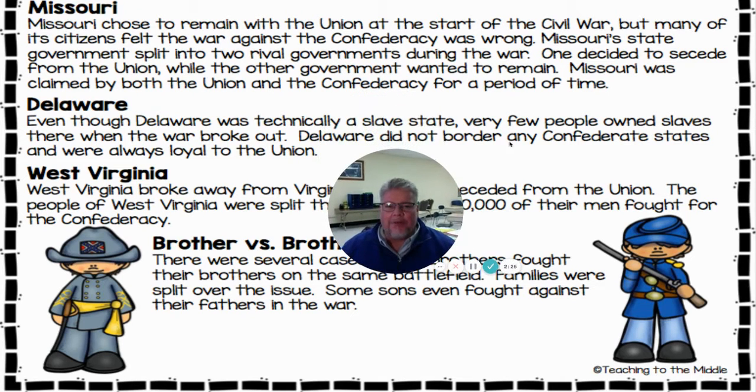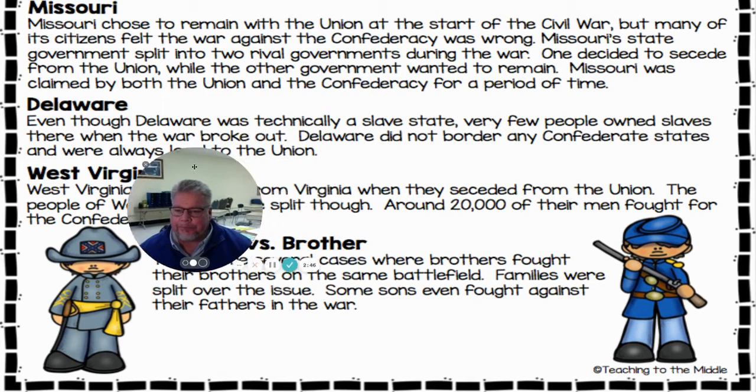Missouri chose to remain with the Union at the start of the Civil War, but many of its citizens felt the war against the Confederacy was wrong. Missouri's state government split into two rival governments during the war. One decided to secede from the Union, while the other government wanted to remain. Missouri was claimed by both the Union and the Confederacy for a period of time.